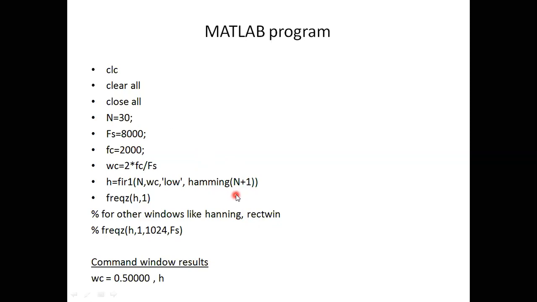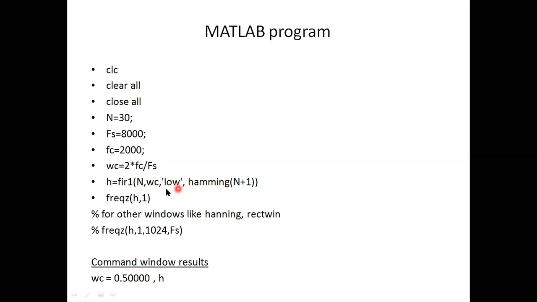for these windows you need to give an odd order. That's why n equal to 30 is even, so n plus 1 will be your odd order. Clear? This line is for finding the impulse response or coefficients of your FIR filter. So the command is fir1, and in the arguments you give the order of the filter, the cutoff frequency, the type of the filter, and which type of window you are going to use.